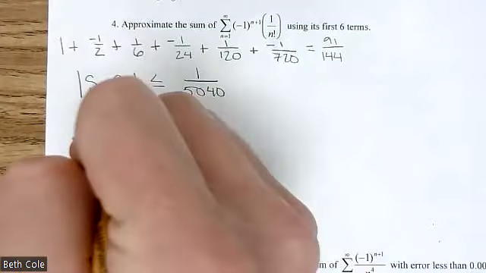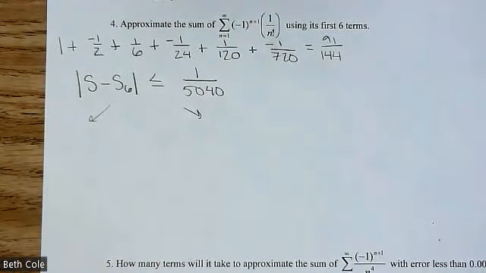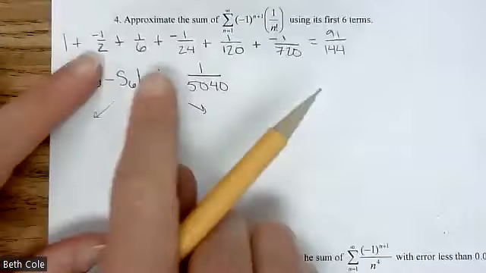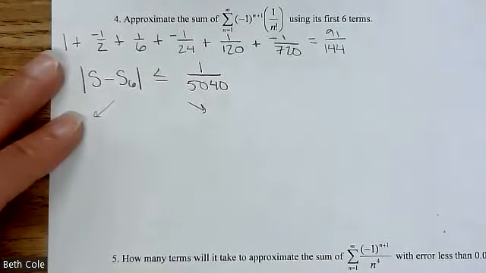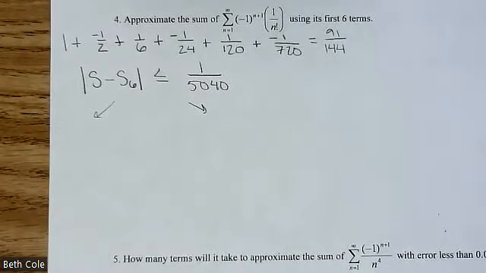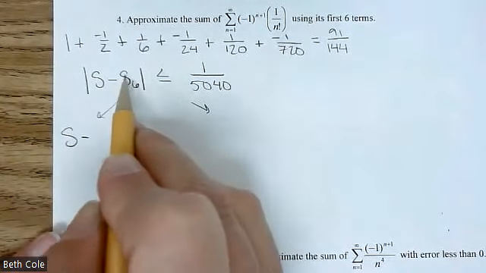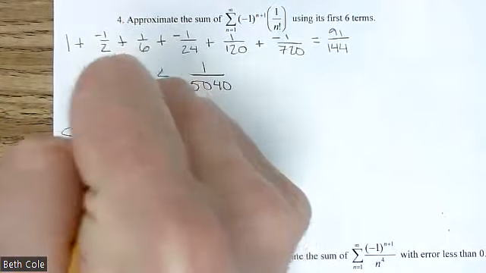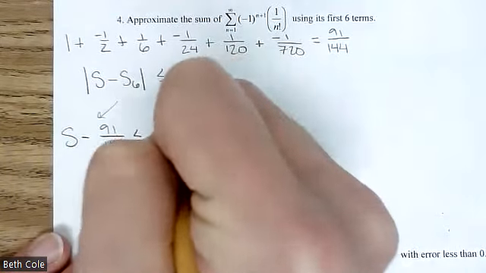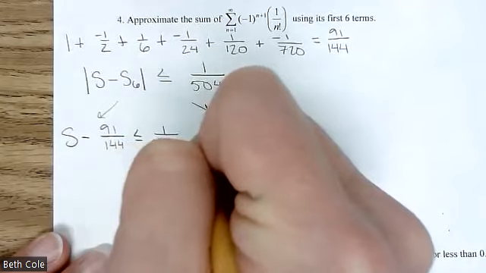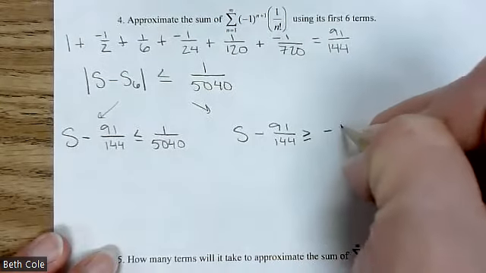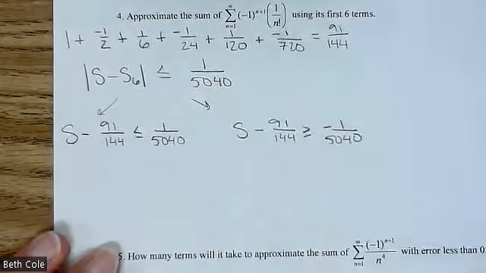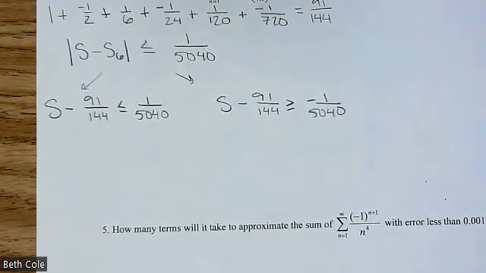Now what we're going to do is split this into 2 separate problems, and we're going to use the calculator. I don't know if you remember this, but you did it back in Algebra 2. When you did these absolute values, you did one that looked the way it was and one where you flipped the symbol the other way. No? Okay, it's true. You did it. So you're going to have S minus, what was our S sub 6? It was this, right? 91 over 144. That's going to be smaller than 1 over 5,040. And then your other version, you flip the symbol around and you make it negative. We're trying to figure out what our actual true answer is in between. We're saying we're only off by a very small amount.